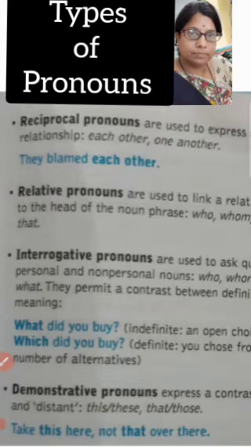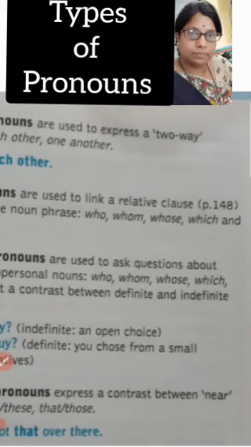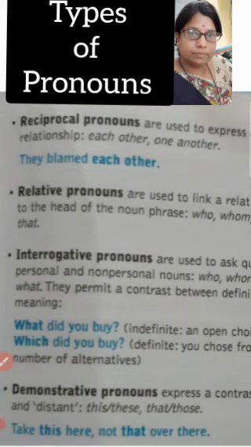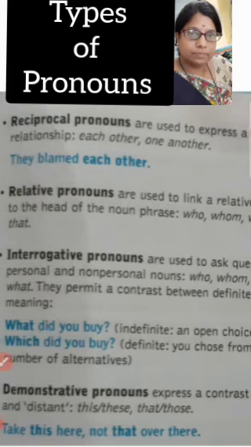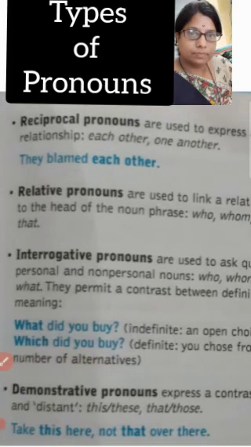Then we have the third type, that is known as the interrogative pronouns. These are used to ask questions about personal and non-personal nouns. The pronouns that are used to ask questions about personal and non-personal nouns are known as the interrogative pronouns. For example, who, whom, whose, which, what. They are used in the questions, interrogative sentences.